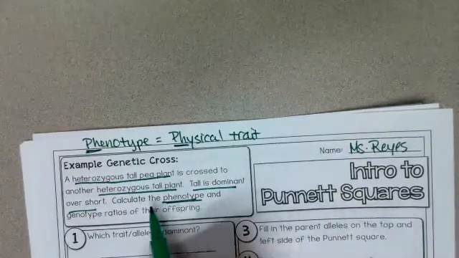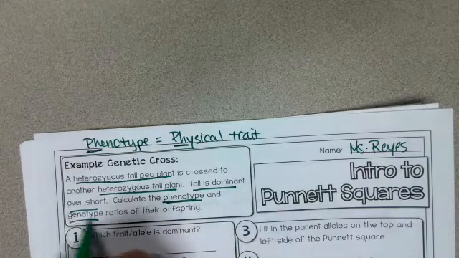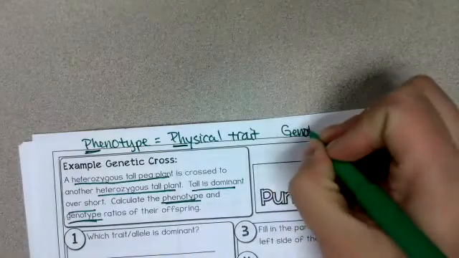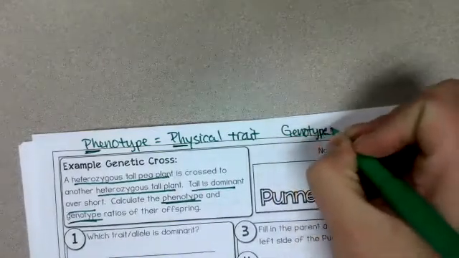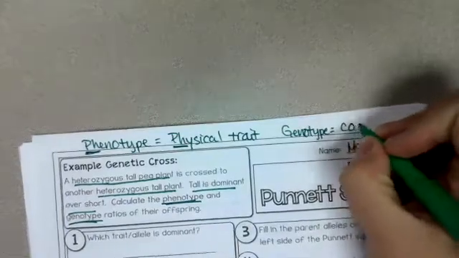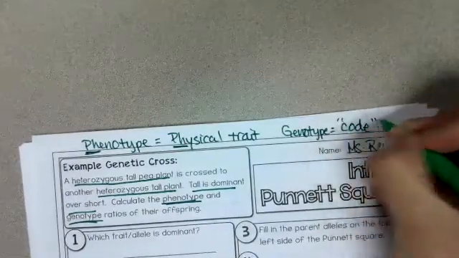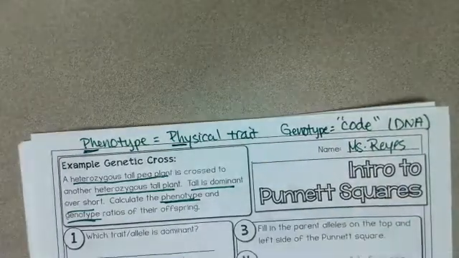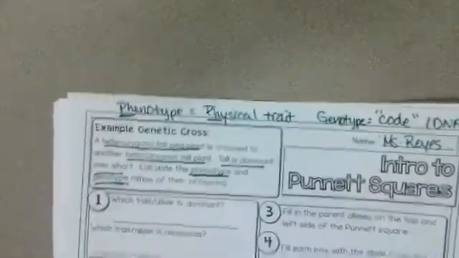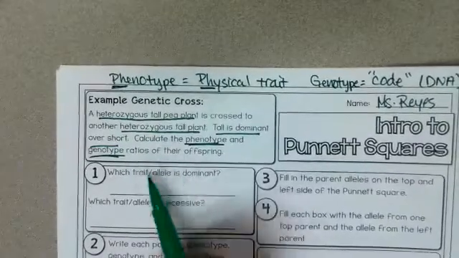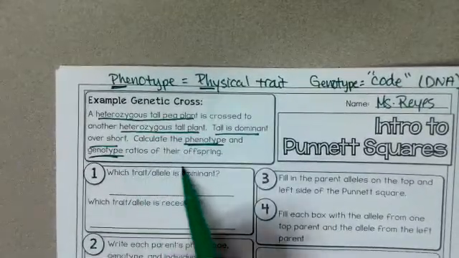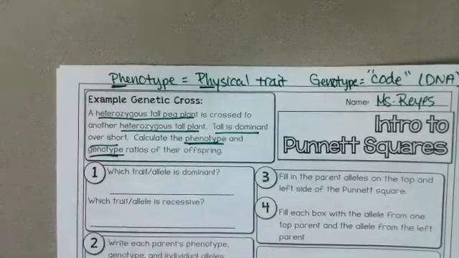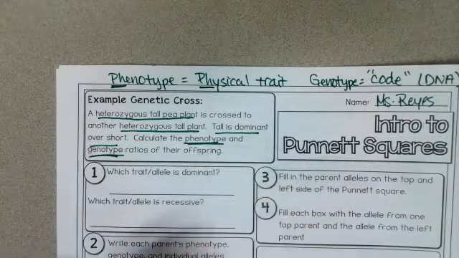Anyways, so back to this, they want us to calculate the phenotype and the genotype, right? Genotype is what we would basically call our code or our DNA, okay? And our DNA is basically coded. So we call this our coding. So what is our coding? Okay, so we need to calculate the phenotype and the genotype ratios of these two pea plants, what their babies would look like.